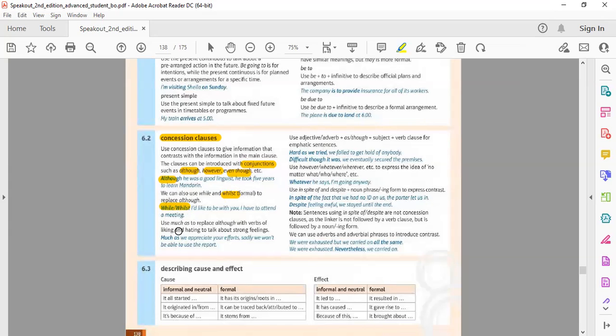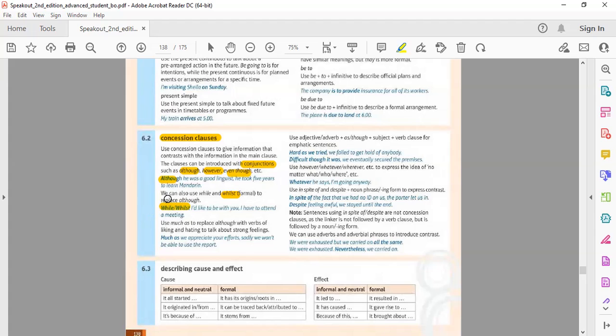Sometimes you can use while to refer to time as well, like while I was doing this, something else came, but there it's just a complex sentence without a concession clause. Here, if you look at it, while I'd like to be with you, comma, it's like although I'd like to be with you, I have to attend a meeting. And yes, it's a possible way to refer to a concession sense in the sentence.